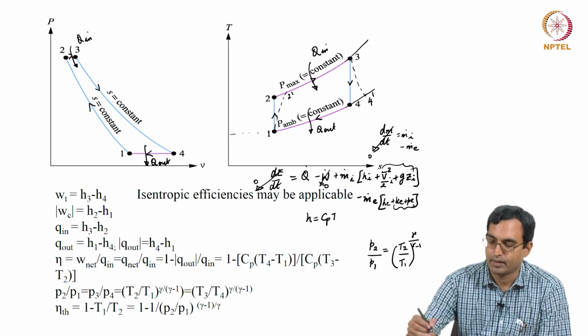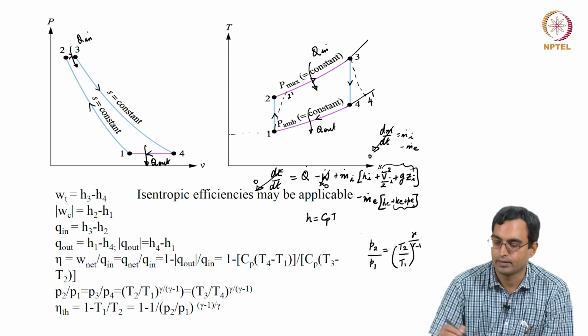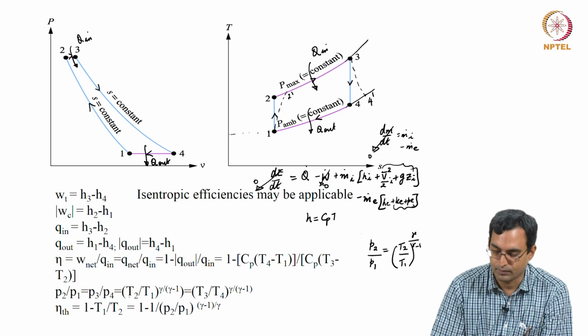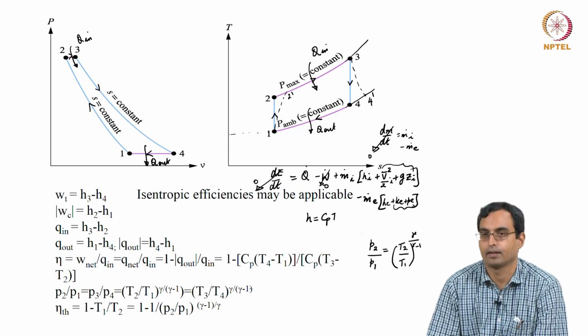Similarly, we can write P3 by P4. So, 1 to 2 is an adiabatic process, which is why we are able to write this. 3 to 4 is an adiabatic process. So, we can write also P3 by P4 is T3 by T4 to the power gamma by gamma minus 1.